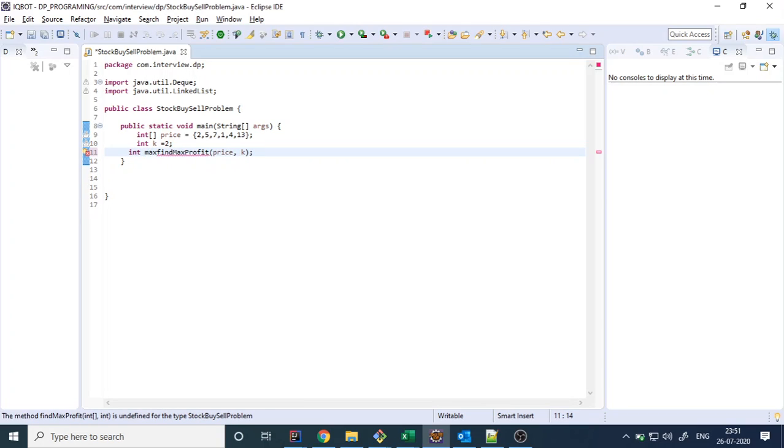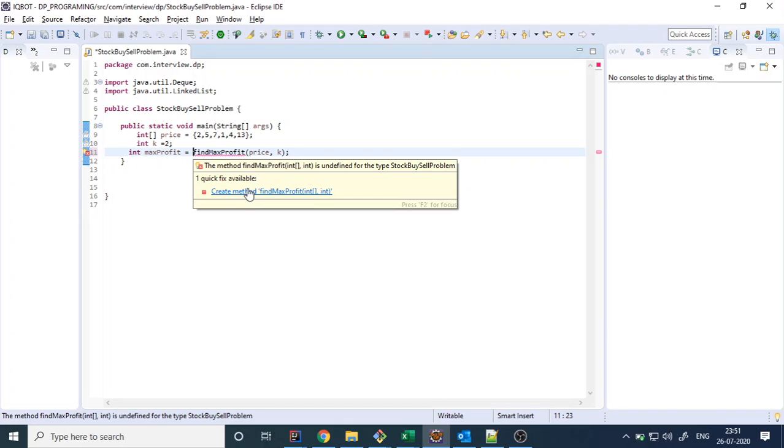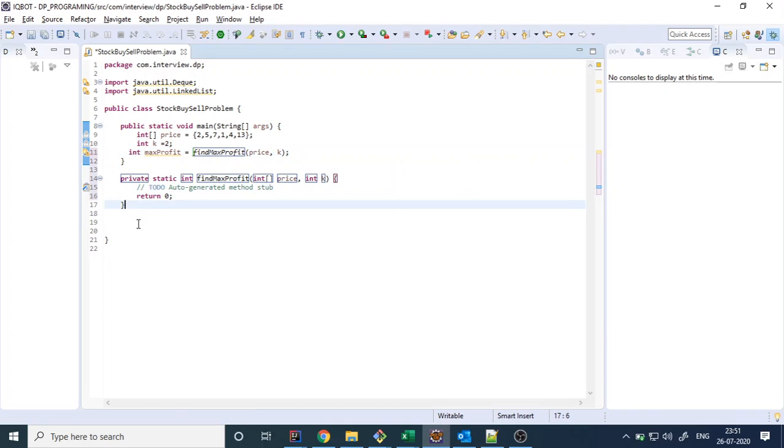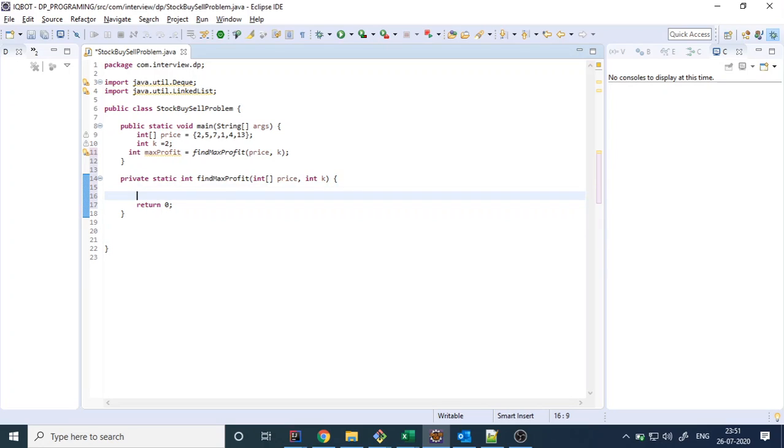I use int max profit equal to this one, right? I just created the method. Now what will this method do? First, I will create one profit matrix, right? So profit matrix equals new int.